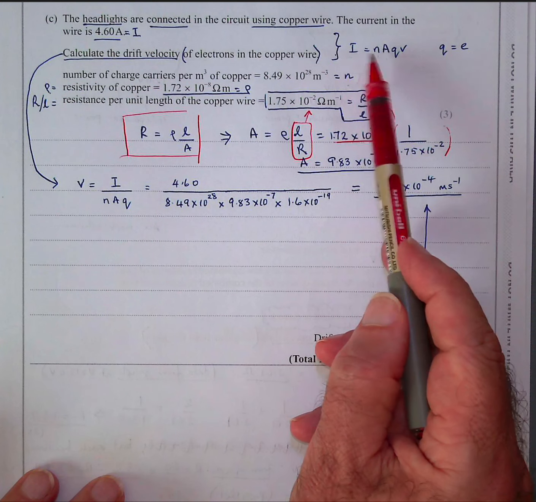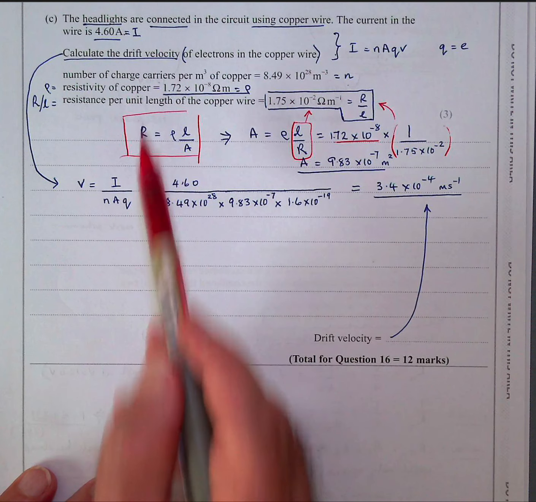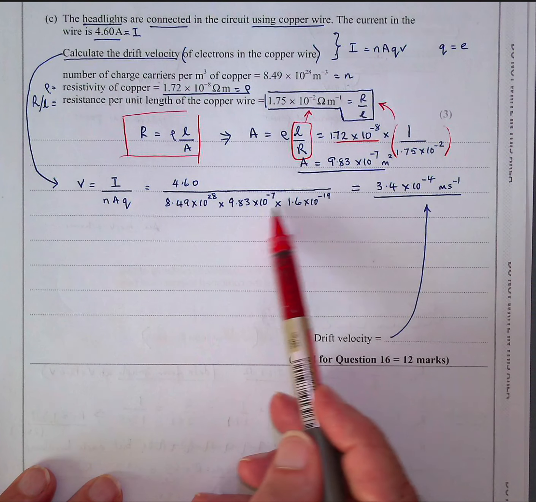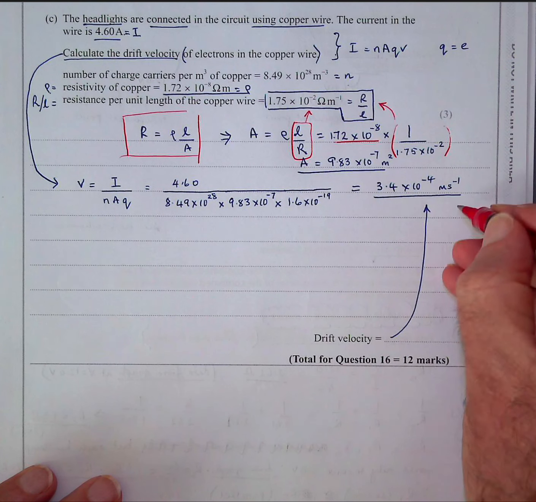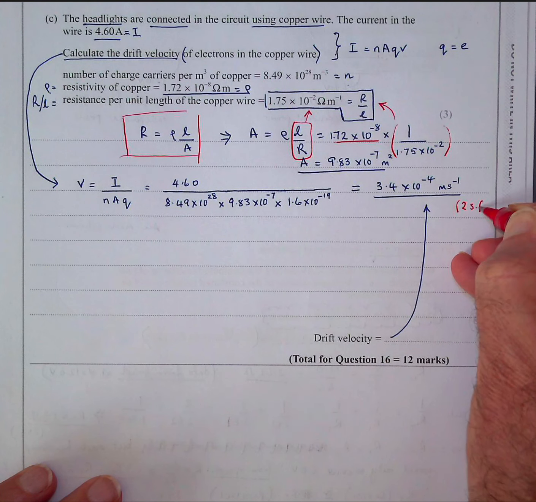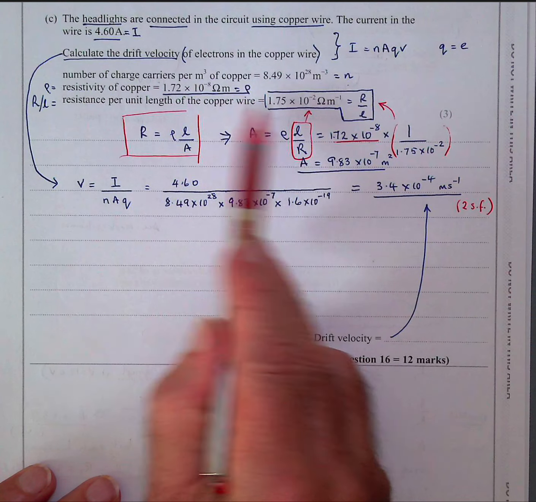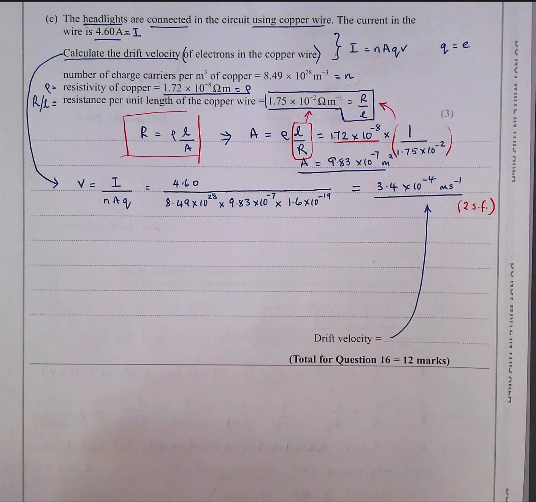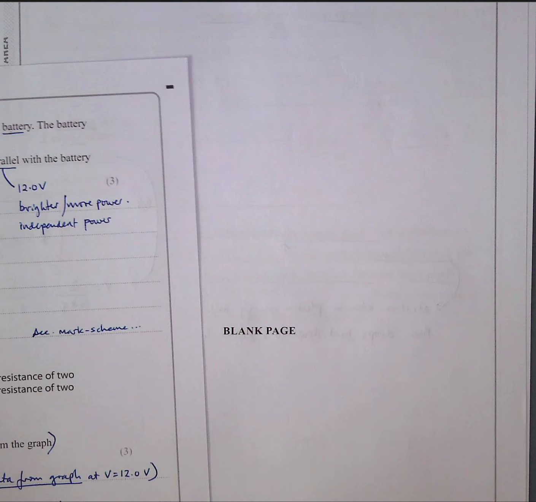Apart from v, we know I, we know n, we know A, and we know Q. So you change the subject of the equation around from here, and you'll get the answer. You've got the current, this is the value to be done, and you'll get the drift velocity to 2 significant figures. Always put how many significant figures you're using in your final answer. Most of the values given are 2 to 3 significant figures, so you could actually give it to 3 significant figures should you prefer to. All right, we've done this part.